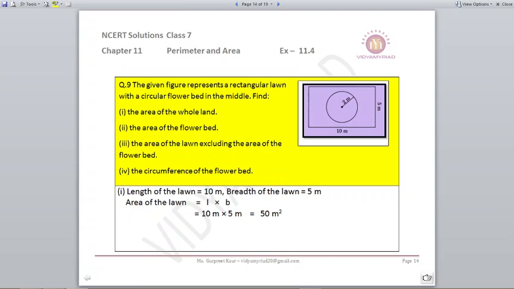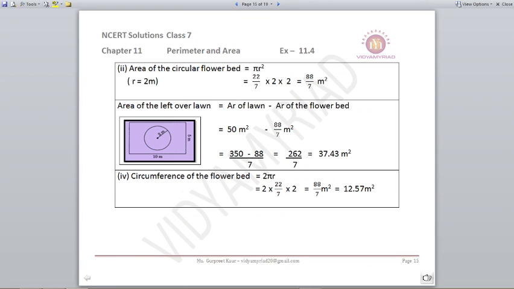We are given the length 10 meters, we are given the breadth 5 meters. So length into breadth, that is 10 into 5 gives us 50 meters square as the area of the lawn. Let's find out the area of the flower bed. Now the flower bed is in a circular form, so area of a circle is pi r square, which is 22 upon 7 into 2 into 2, that gives us 88 upon 7 meters square.